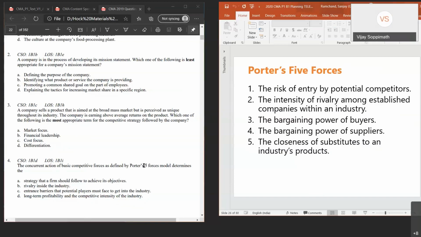Clear, sir. Yeah. Gayatri and Kushi got it right. Okay, you got it. You were able to link it together. So the answer over here, B and C are one of the forces.